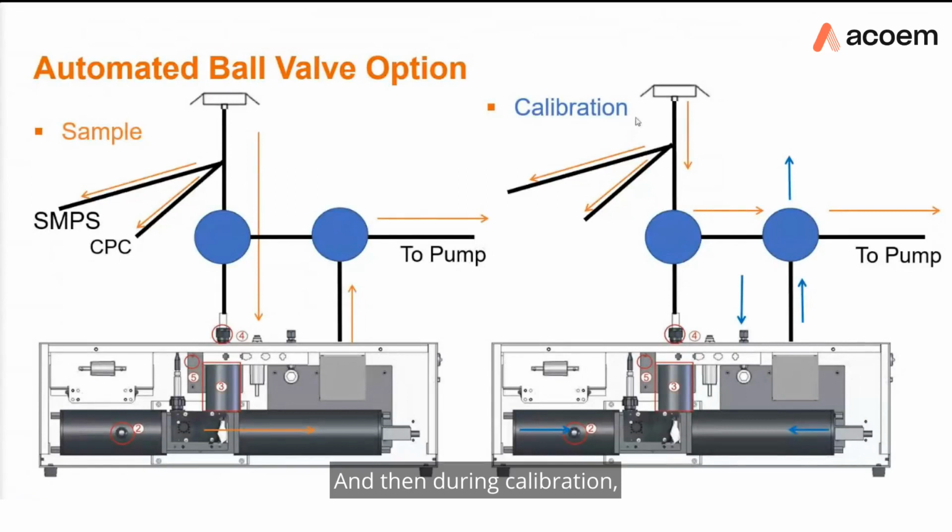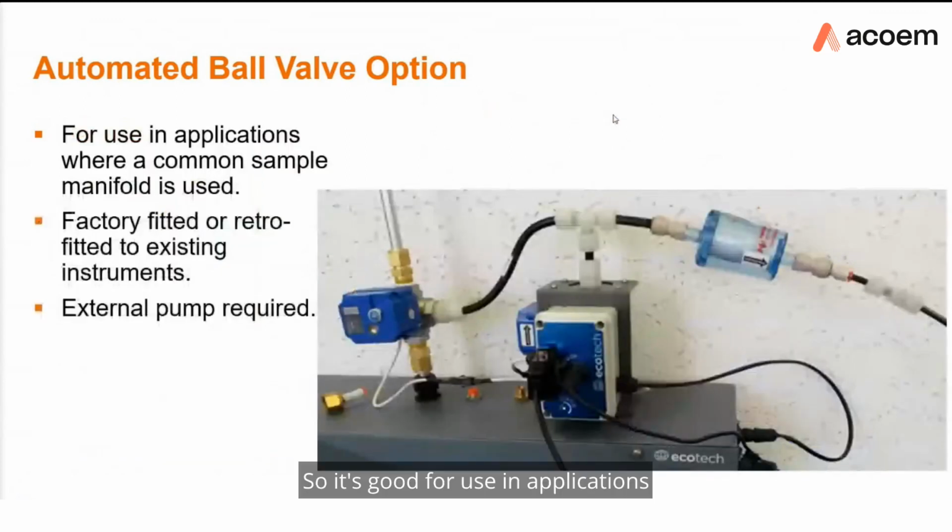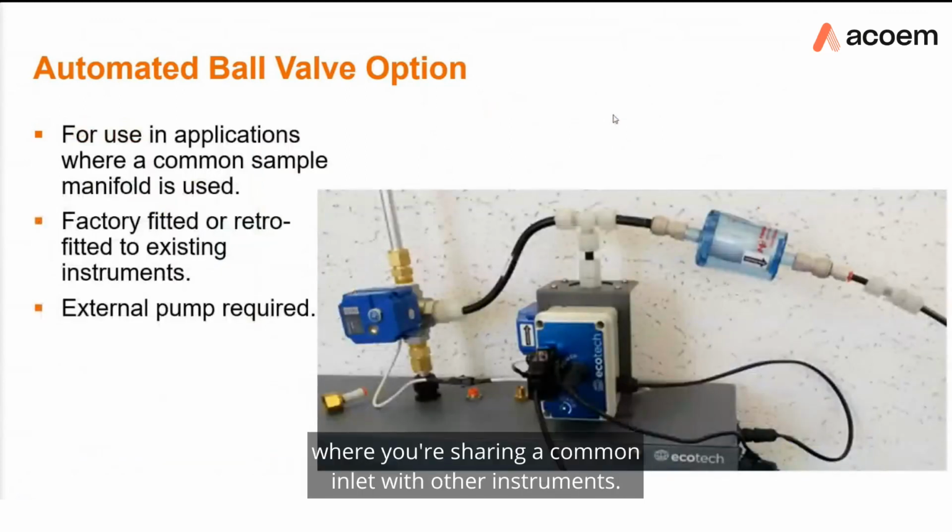And then during calibration, the inlet flow doesn't change. It just is bypassed out to the exhaust pump, whereas the calibration gas internally goes through the cell and then it vents out the other ball valve. So that way there's no contamination in your inlet with the other instruments there. So it's good for use in applications where you're sharing a common inlet with other instruments.